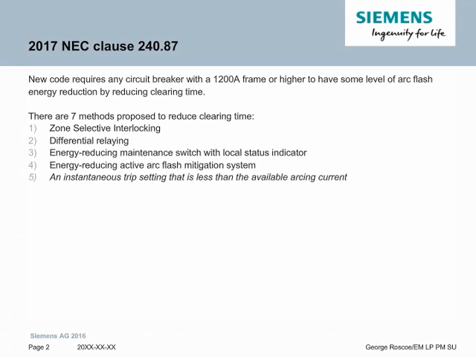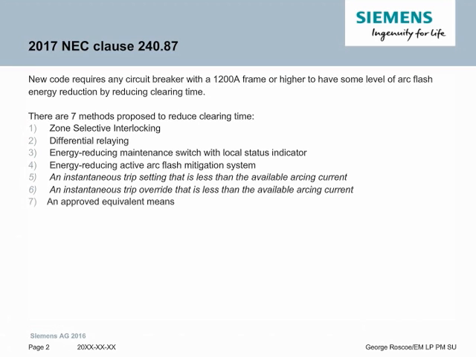The fifth, which is a new clause for NEC 2017, is an instantaneous trip setting that is less than the available arcing current. The sixth, which is also a 2017 edition, is an instantaneous trip override that is less than the available arcing current. What this means is if you can set the typical nominal trip setting below the arcing current, that is now an approved means for NEC 2017. And number 7 is an approved equivalent means, which is basically up to the discretion of the inspector.